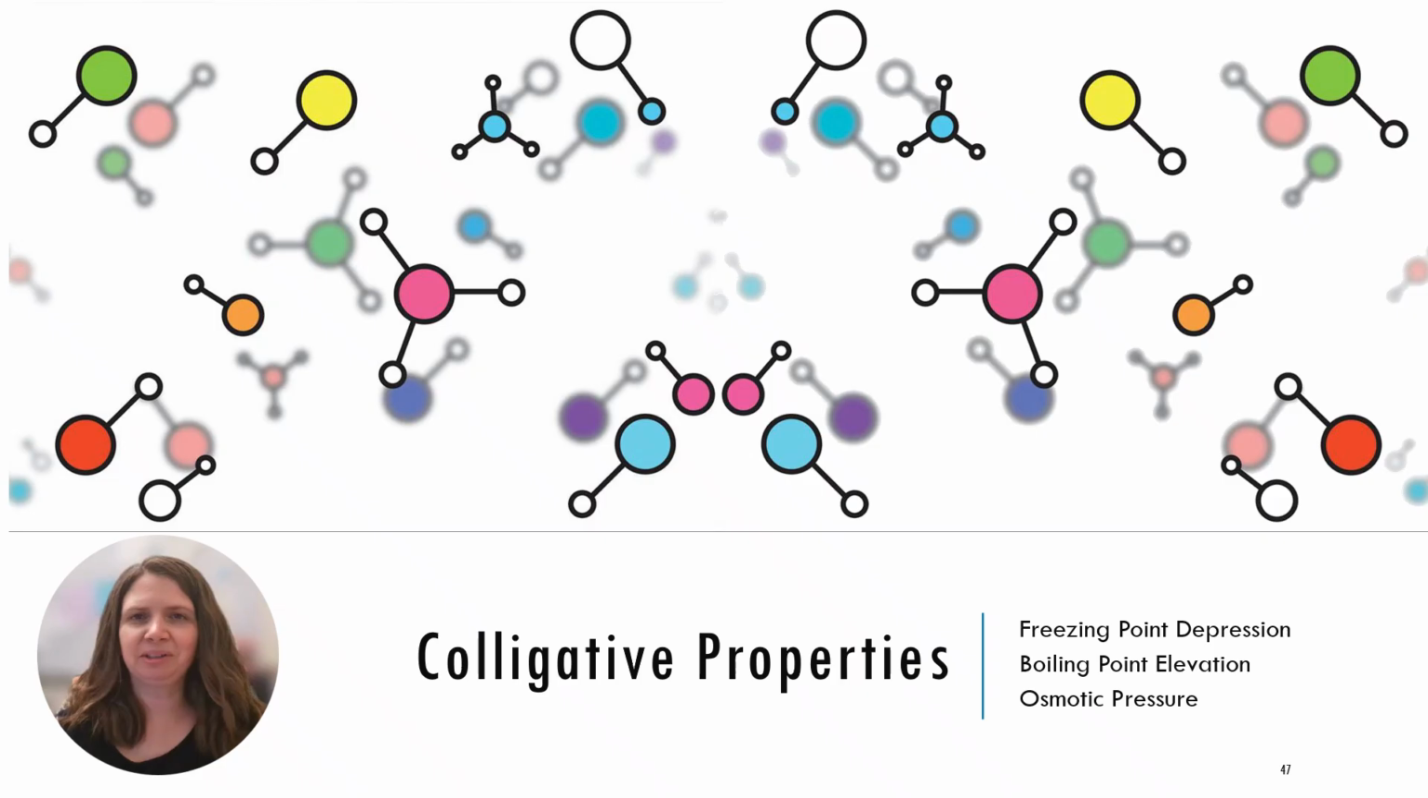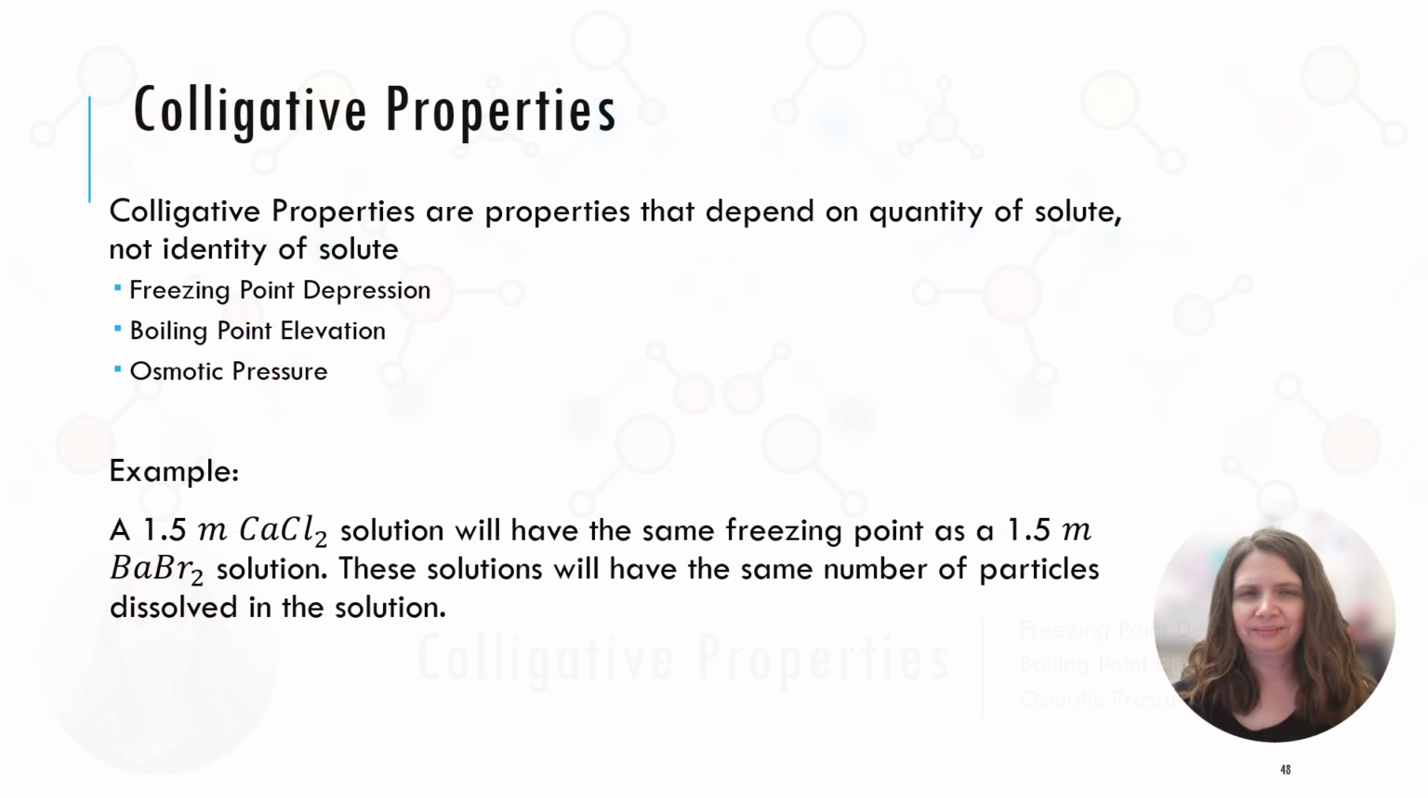In this video, we are going to be learning about the colligative properties of solutions. Colligative properties are properties of solutions that depend on the quantity of solute particles, not the identity of the solute. Examples include freezing point depression, boiling point elevation, and osmotic pressure.